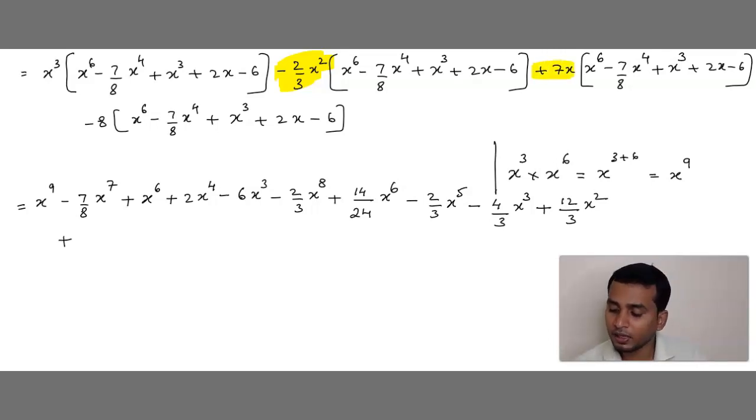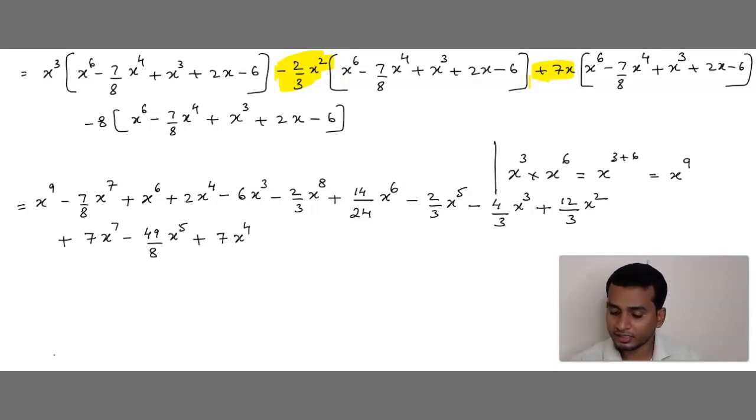Now we are multiplying plus 7x with the rest of the terms. Plus into plus is plus. 7x into x power 6 is x to the power of 7. Plus into minus is minus. 7 7s are 49 by 8 as it is, because we have to multiply numerator with numerator, denominator with denominator. Understood? 7 7s are 49 by 8. x into x power 4 is x to the power of 5. Plus into plus is plus. 7 as it is. x into x cube is x to the power of 4.